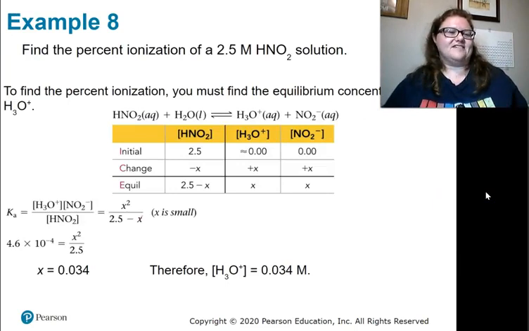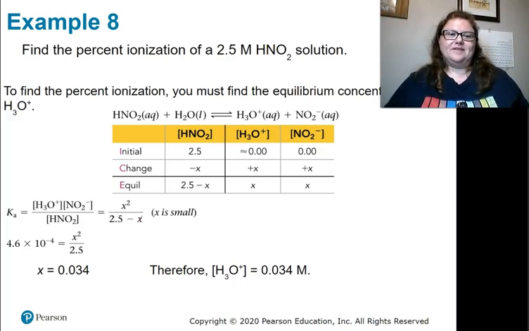This is our second to last example, so we're almost done. Find the percent ionization of a 2.5 molar HNO2 solution. Okay, we're going to make an ice table because to get percent ionization, we need to find the equilibrium. So that's an automatic. We're going to write an equation with HNO2 reacting with water and producing our ions. We're going to write ICE, and we're told the starting concentration here is 2.5.